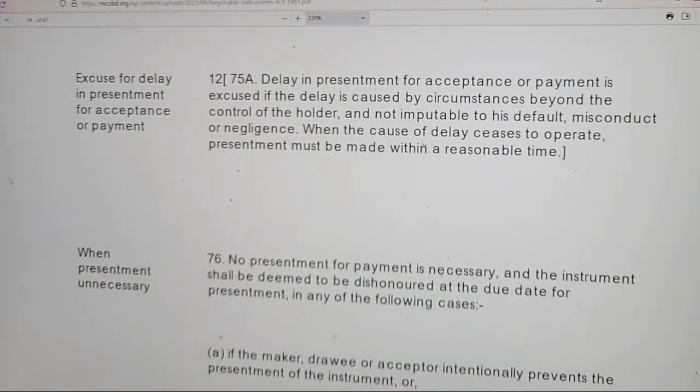Excuse for delay in presentment for acceptance or payment. 75A. Delay in presentment for acceptance or payment is excused if the delay is caused by circumstances beyond the control of the holder and not imputable to his default, misconduct, or negligence. When the cause of delay ceases to operate, presentment must be made within a reasonable time.